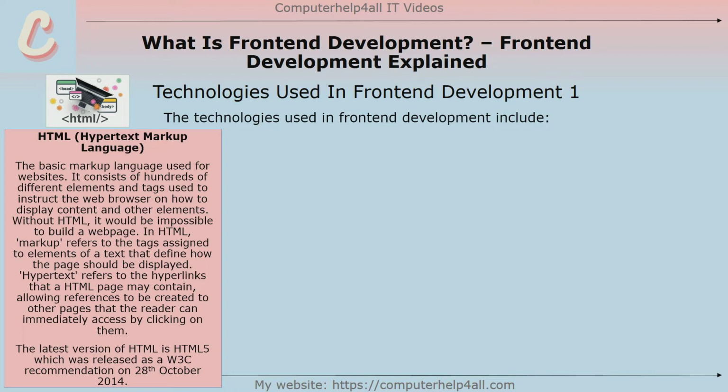In HTML, markup refers to the tags assigned to elements of a text that define how the page should be displayed. Hypertext refers to the hyperlinks that a HTML page may contain, allowing references to be created to other pages that the reader can immediately access by clicking on them. The latest version of HTML is HTML5, which was released as a W3C recommendation on the 28th of October 2014.